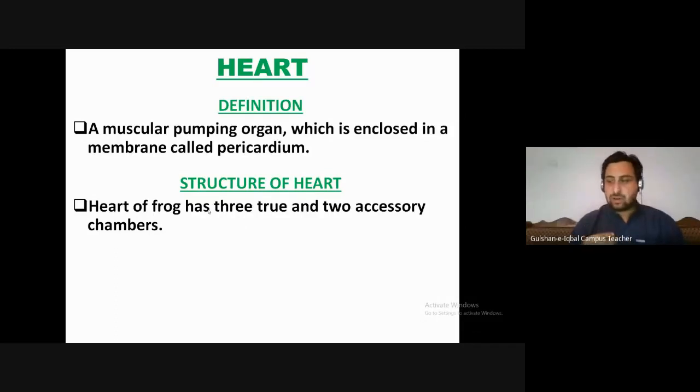Accessory chambers को हम false chambers भी कहते हैं, और other hand इसको हम zygote chamber कहते हैं. तो ये organs को connect करते हैं, but they are not the true chambers. वो true chambers नहीं होते. Let's move to the next.